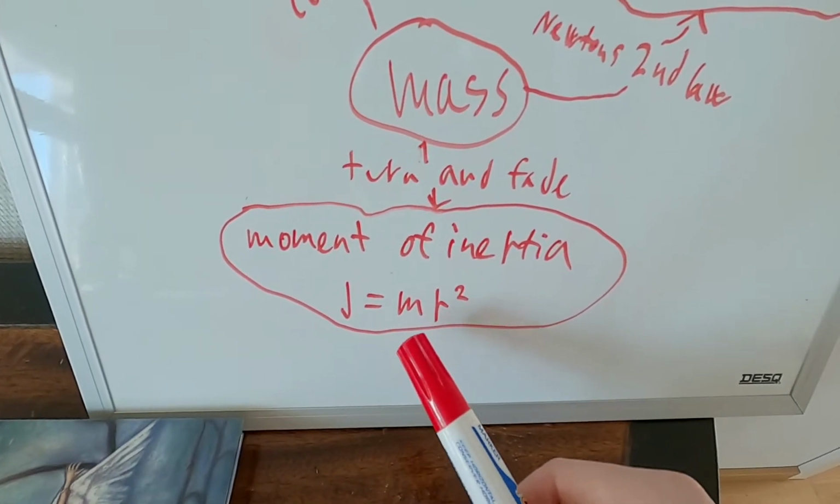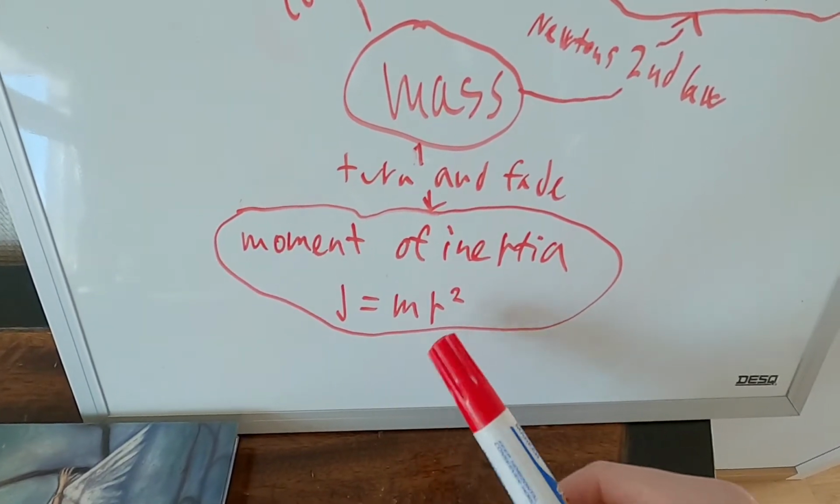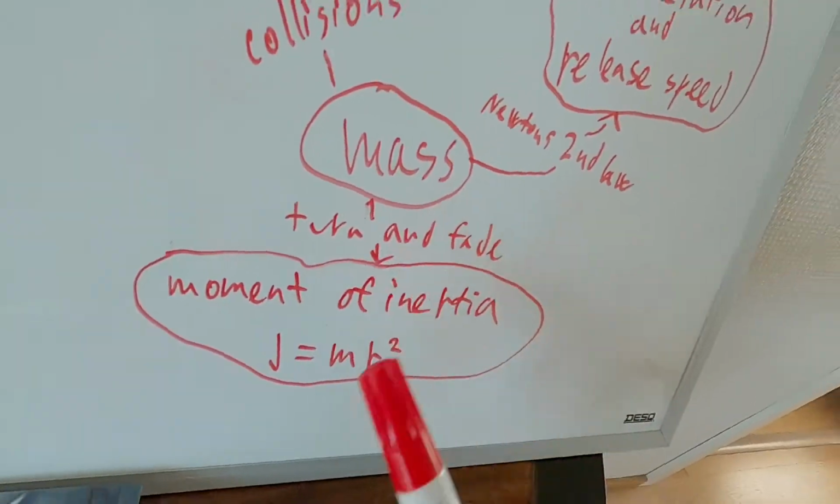Formula for it is mass times radius to the power of 2. Doesn't really apply for a disk, but it applies for an idealized pointy object. But it's one formula for moment of inertia. It is something that is related to turn and fade. And more broadly, it's something that is related to gyroscopic effects. You need an object that is rotating.